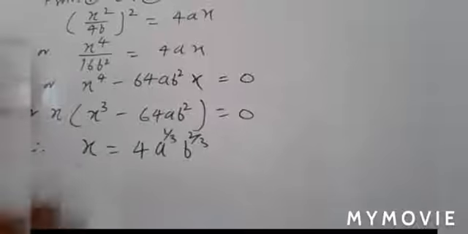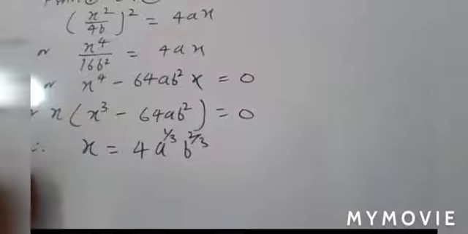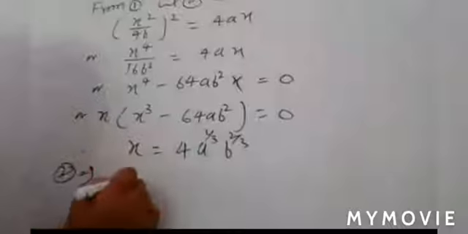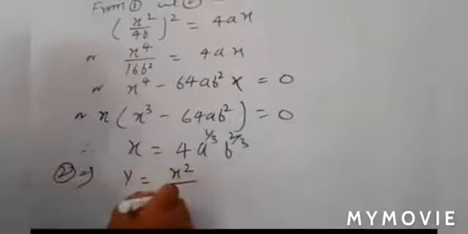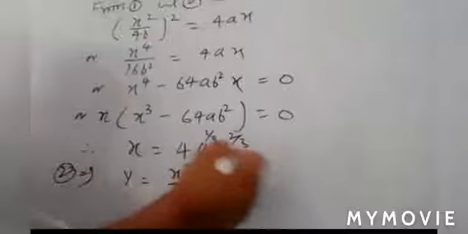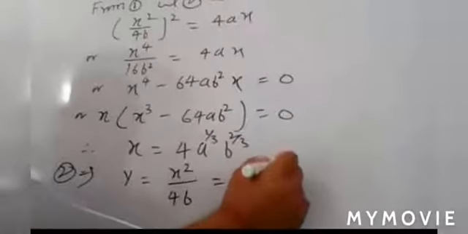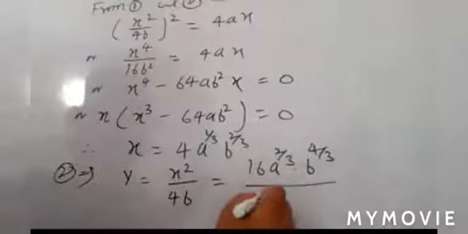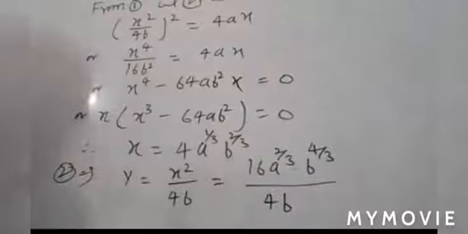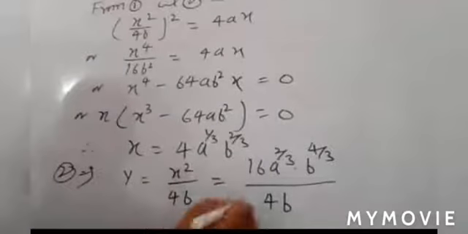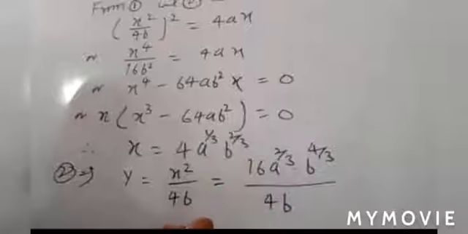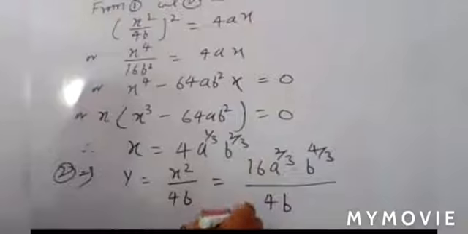Now you have to put that value of x in the second equation. So the second implies y is equal to x square upon 4b. If you put it here, you have 16a to the power 2 by 3, b to the power 4 by 3 upon 4b. If you simplify, that will be 4, a to the power 2 by 3, and for b, you have 1 by 3. Check it.